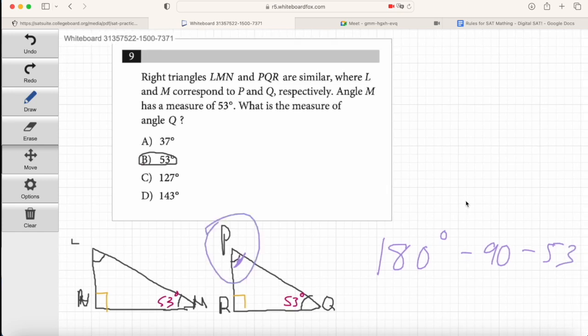Does that make some sense why that would work? I just want to point that out. You don't need that here for this question, but that's kind of how it works. And I've seen some questions like that on the SAT where you have to solve for the unknown remaining angle. What would that be, by the way? 37. 37, yeah, if they ask for that.